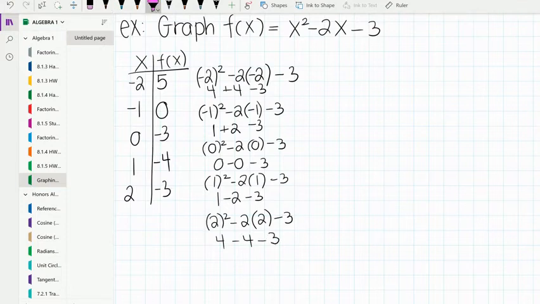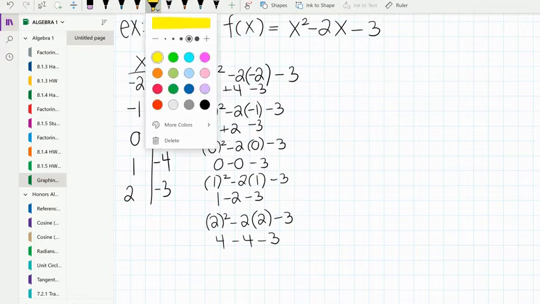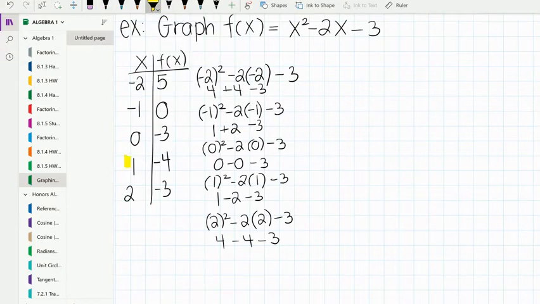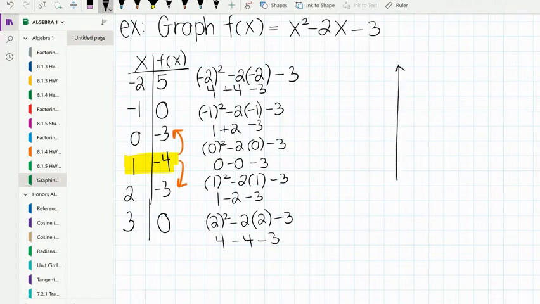So what we can see here is that we start seeing a pattern. In other words, (1, -4) is our vertex, because when we look, that's where it starts reflecting. So we can take a guess that if I were to plug in 3, the number would be 0, because that would be the next number in the pattern. Okay, so we will go ahead and graph this.